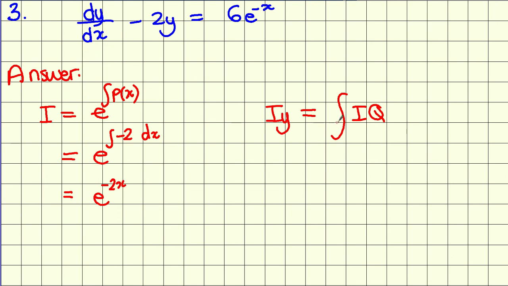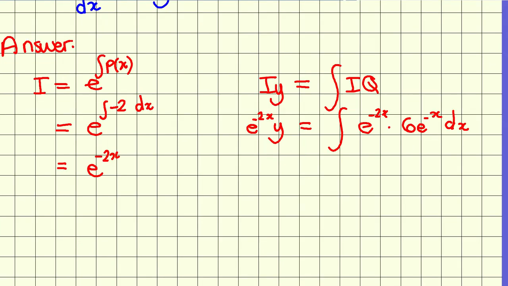Right, back to this side. So by now you've already got the formula down. I y. So I is going to be e to the minus 2x. y is just y. Equals the integral of I, which is e to the minus 2x, times q, which is that part. So it's 6e to the minus x dx.